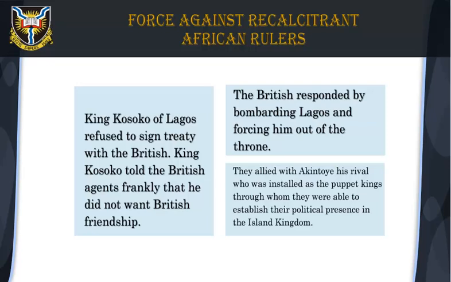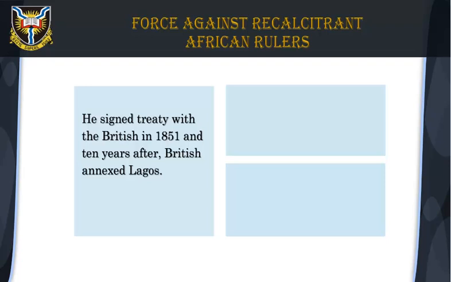Force against recalcitrant African rulers. King Kosoko of Lagos refused to sign a treaty with the British. King Kosoko told the British agents frankly that he did not want British friendship. The British responded by bombarding Lagos and forcing him off the throne. They allied with Akintoye, his rival, who was installed as the puppet king, through whom they were able to establish their political presence in the island kingdom. He signed a treaty with the British in 1851, and 10 years after, the British annexed Lagos.